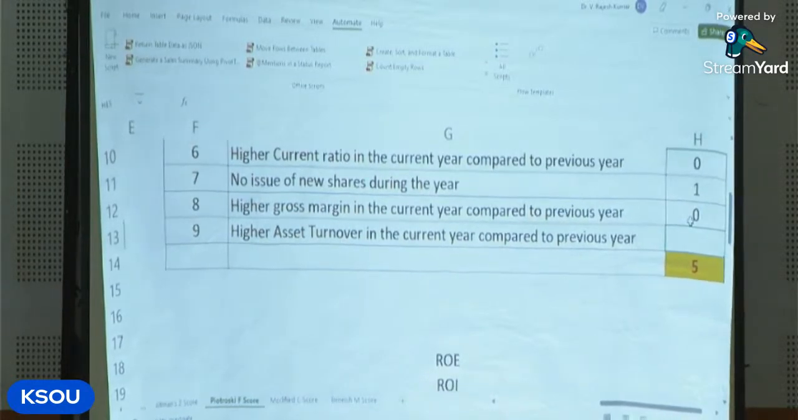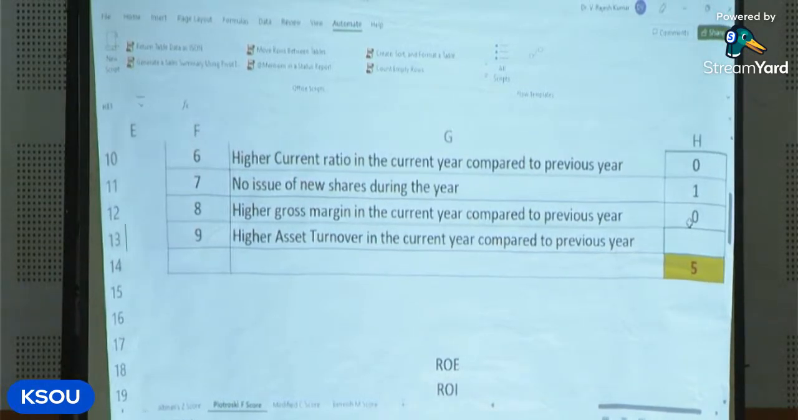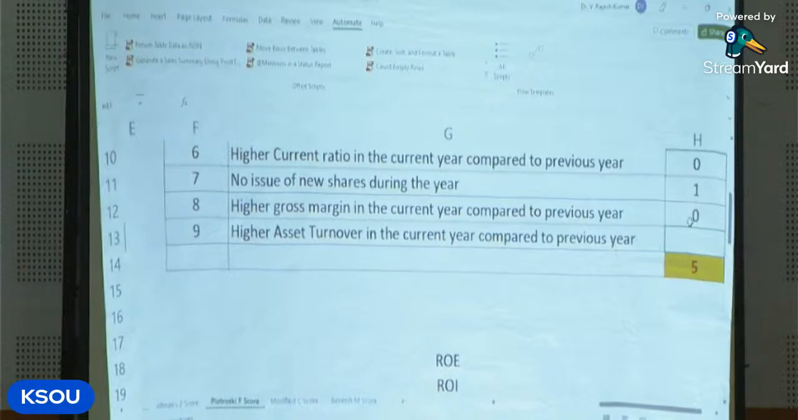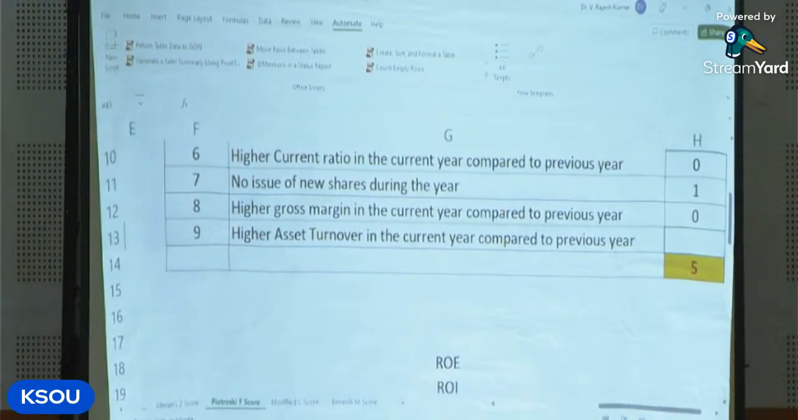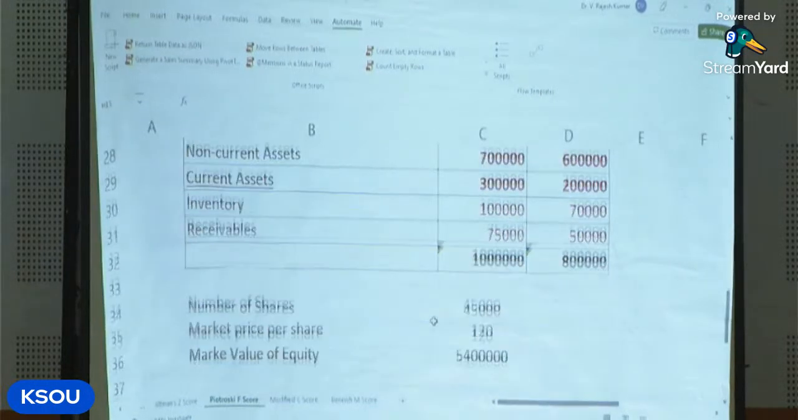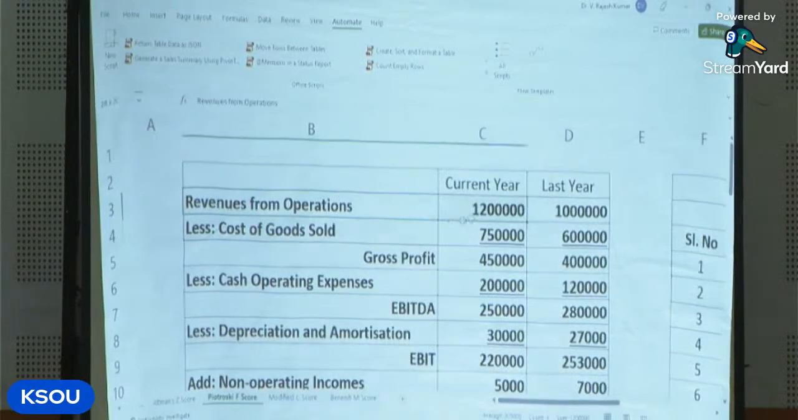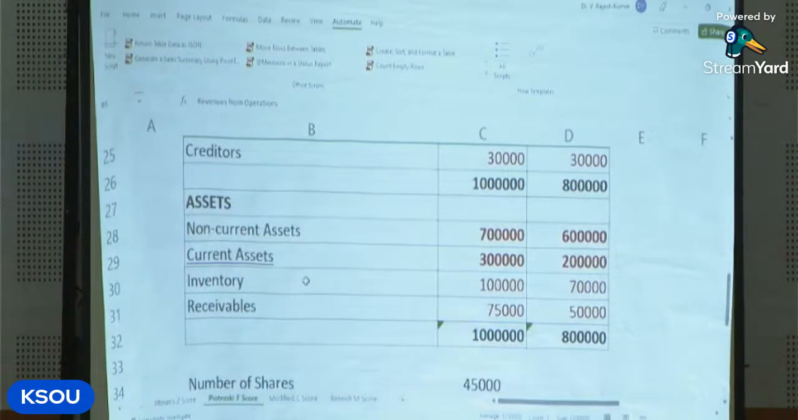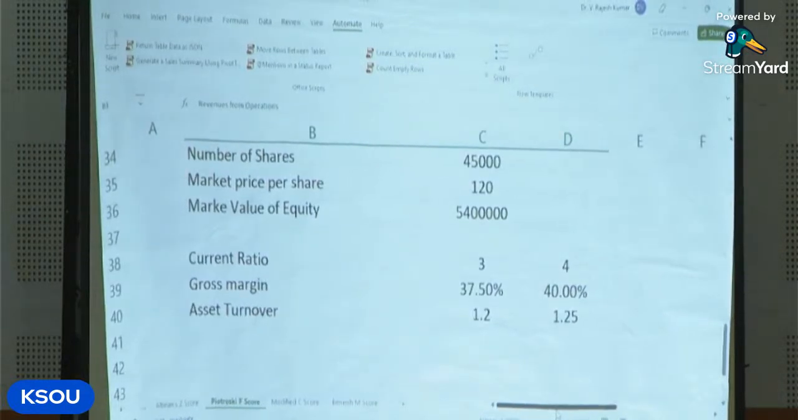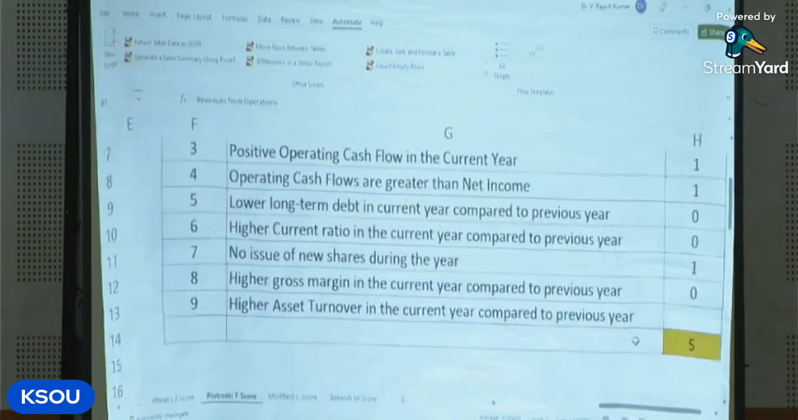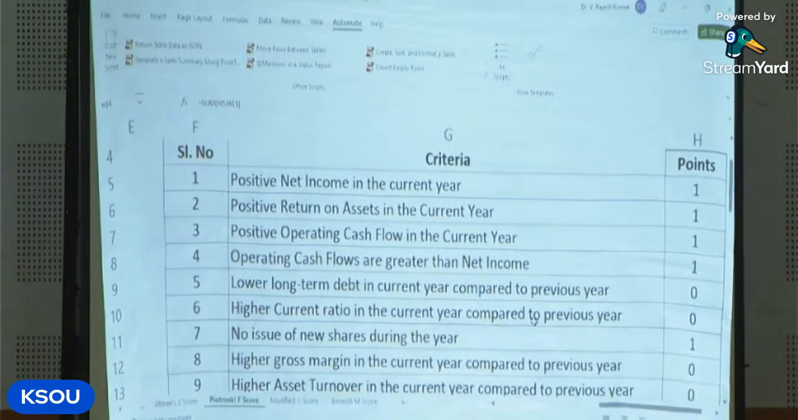Then, higher asset turnover in the current year compared to previous year. How do we get asset turnover ratio? Revenues by total assets. So, when I calculate that, revenues by total assets, done already. Asset turnover, these are revenues. This is revenue. Total assets, we get 1.2, 1.25. Current year, it is less than last year. So, what should I say? 0. Simple.